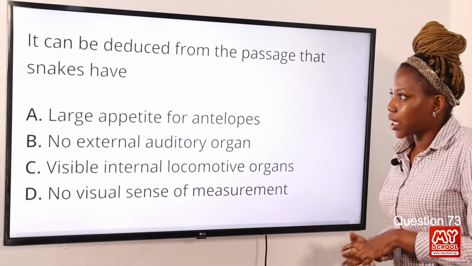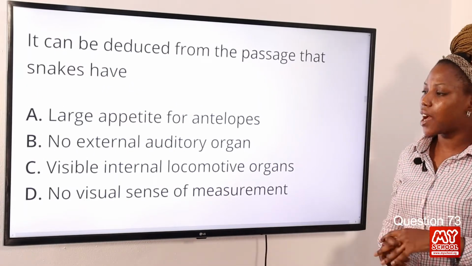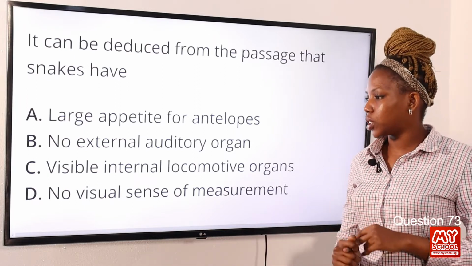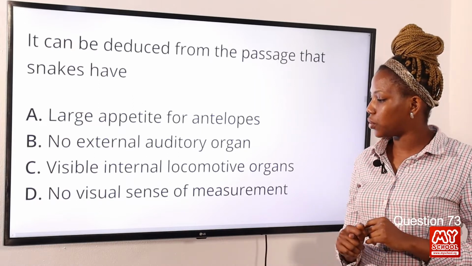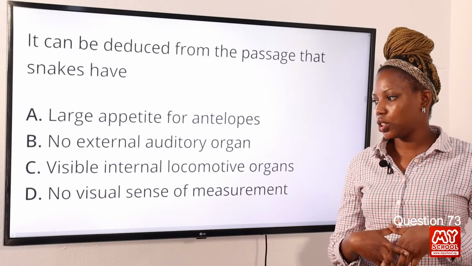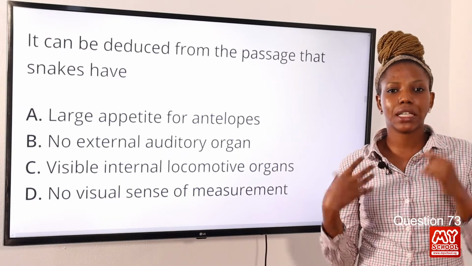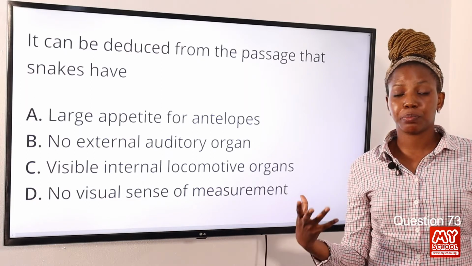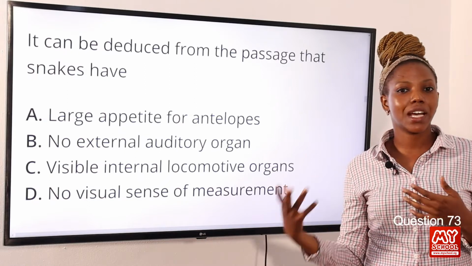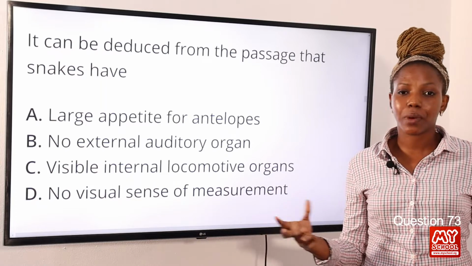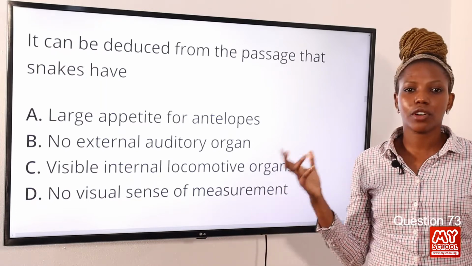Question 73. It can be deduced from the passage that snakes have option A, large appetite for antelopes, option B, no external auditory organ, option C, visible internal locomotive organs, option D, no visual sense of measurement. Now the answer to this question is option D, no visual sense of measurement, because we can relate this to their feeding habits. We learned from the passage that they can take up food as big as a cow, even bigger than their head, and they do not cut their food in pieces. So they just swallow it up as they see it. So option D therefore is the correct answer to this question.